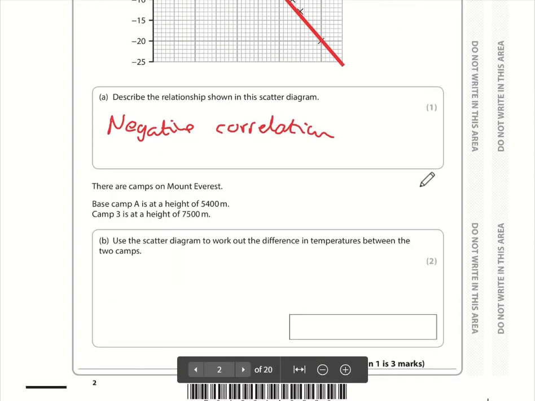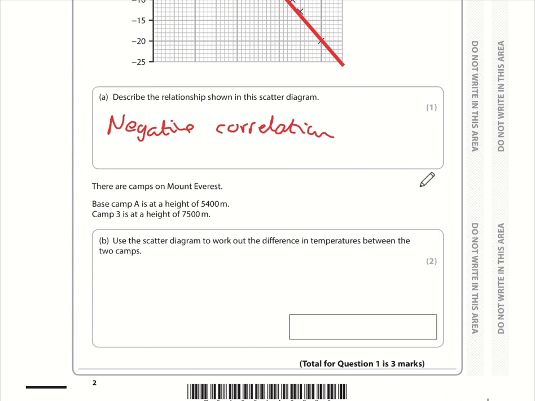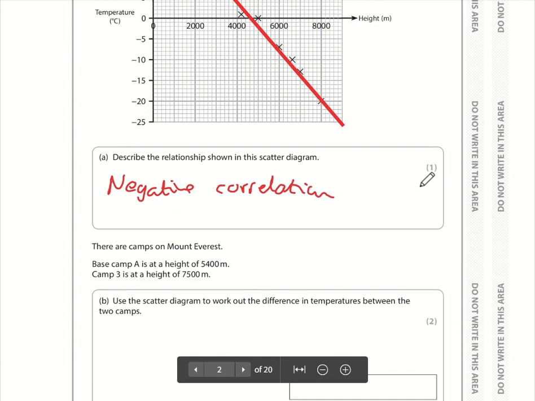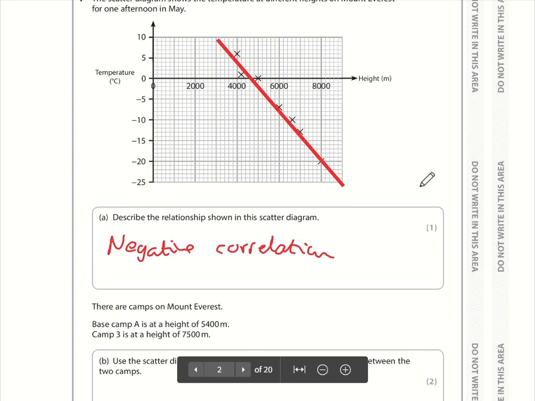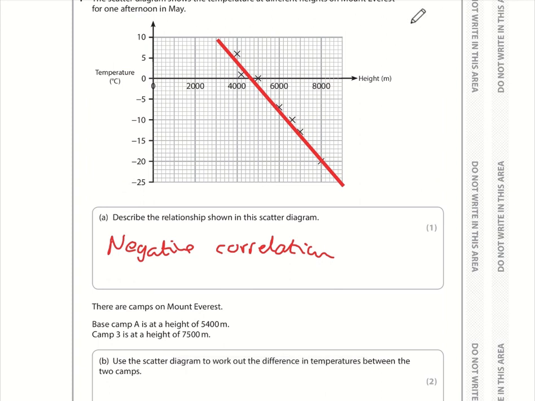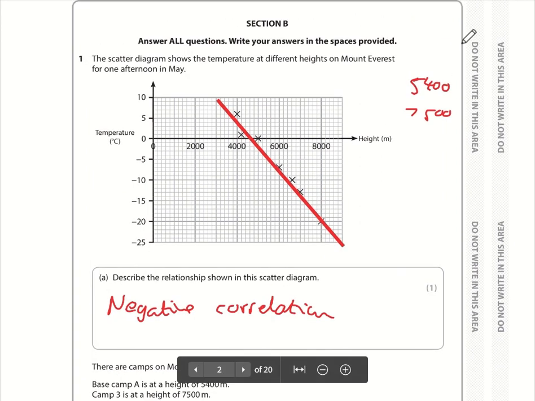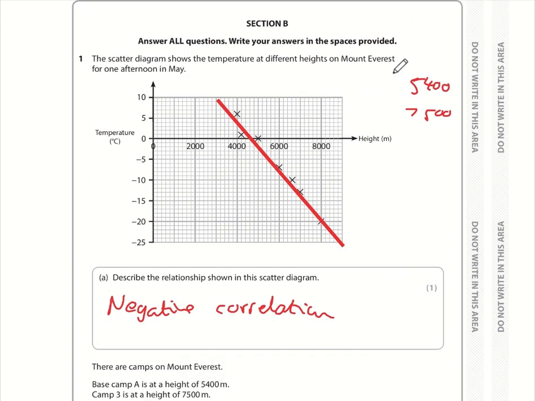So base camp A is at a height of 5,400 and camp 3 is at a height of 7,500, and we want to work out the difference in temperatures. So we want 5,400 meters. Let me just make a note of that so I'm not scrolling up and down the whole time, and 7,500 meters. So what we're going to do is use our line of best fit so that we can work out approximately what we would expect the temperature to be at a height of 5,400 meters.